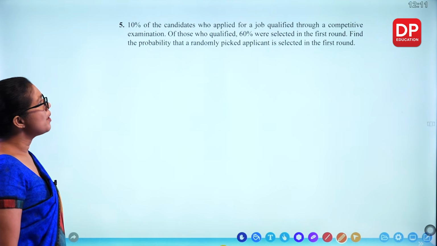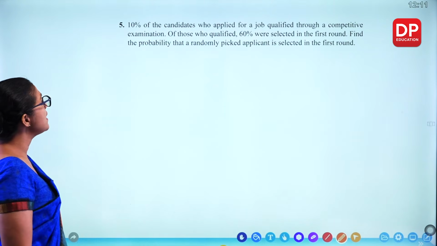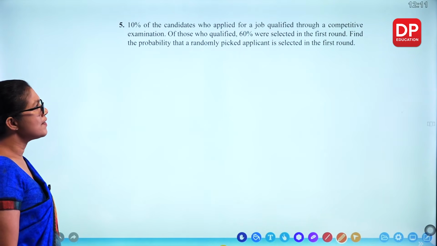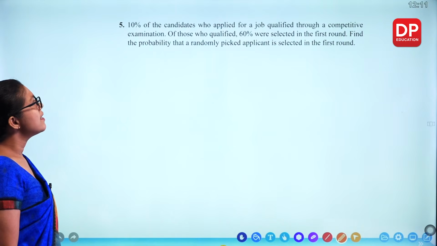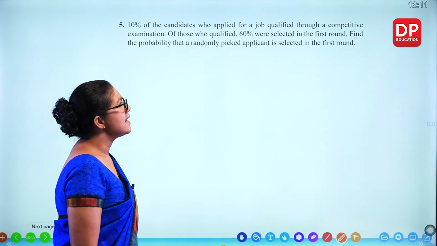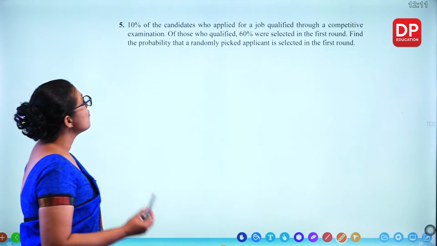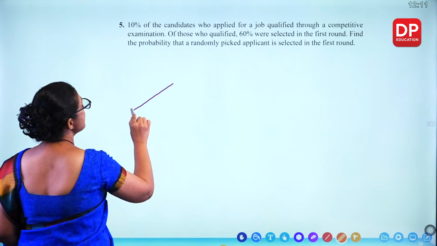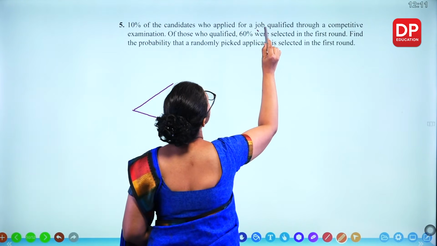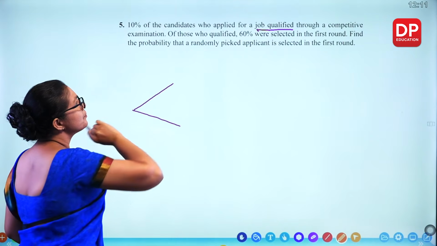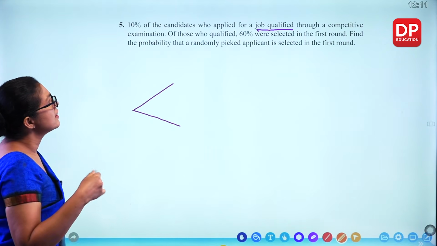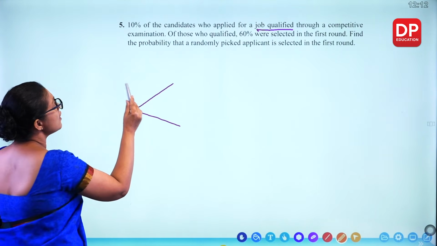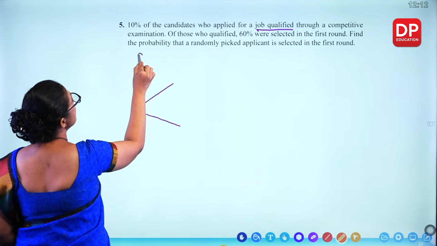Question number 5. 10% of the candidates who applied for a job qualified through a competitive examination. Of those who qualified, 60% were selected in the first round. Find the probability that a randomly picked applicant is selected in the first round. So we can draw a tree diagram there. When you take candidates, 10% qualified for the job. And out of that, 60% were selected in the first round. So we'll take qualified ones. So here, qualified.